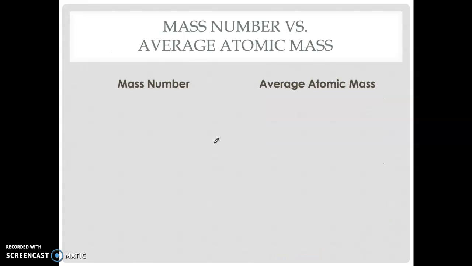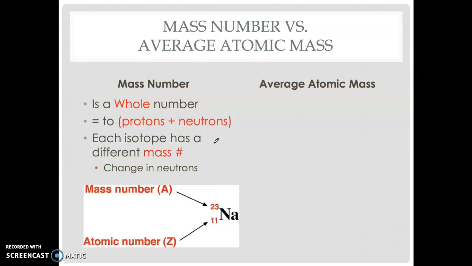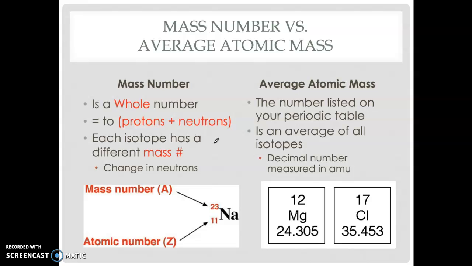So what's the difference between mass number and average atomic mass? Well, mass number is a whole number, right? It's equal to protons plus neutrons. And each isotope has a unique mass number whenever I change the neutrons. But my average atomic mass is the number you find listed on the periodic table, the average of all your isotopes, and it's a decimal number. So if I rounded this to the nearest whole, 24, that would be the mass number for magnesium. Or 35, that would be the mass number for chlorine under most situations.